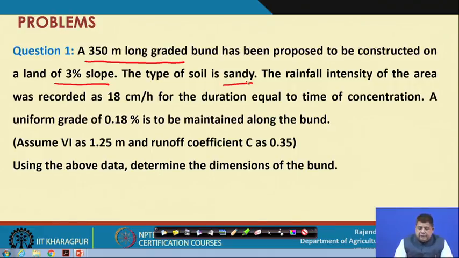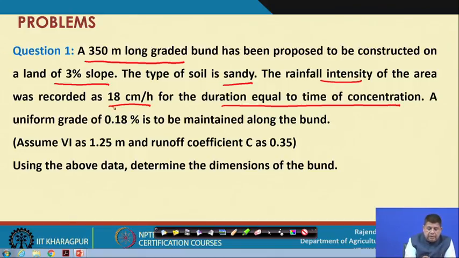The rainfall intensity of the area was recorded as 18 centimeters per hour for the duration equal to time of concentration. This is very important. The rainfall intensity is given as 18 centimeter per hour, but the important thing is the rainfall was for duration equal to time of concentration. And we have to maintain a uniform grade of 0.18% along the bund. So it is a graded bund, and that is why a uniform grade of 0.18% has to be maintained.